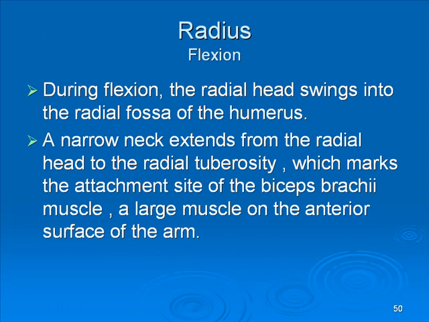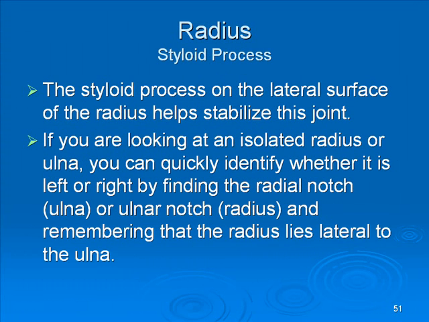And I'll show you that when we show the bones of the wrist in just a minute. Now, during flexion, the radial head swings into the radial fossa of the humerus. A narrow neck extends from the radial head, then the radial tuberosity, which marks the attachment of the biceps brachii muscle, which we'll talk about next week, a large muscle that attaches to the anterior surface of the arm. On the radius, there is also a styloid process. The styloid process on the lateral surface of the radius helps stabilize the joint.